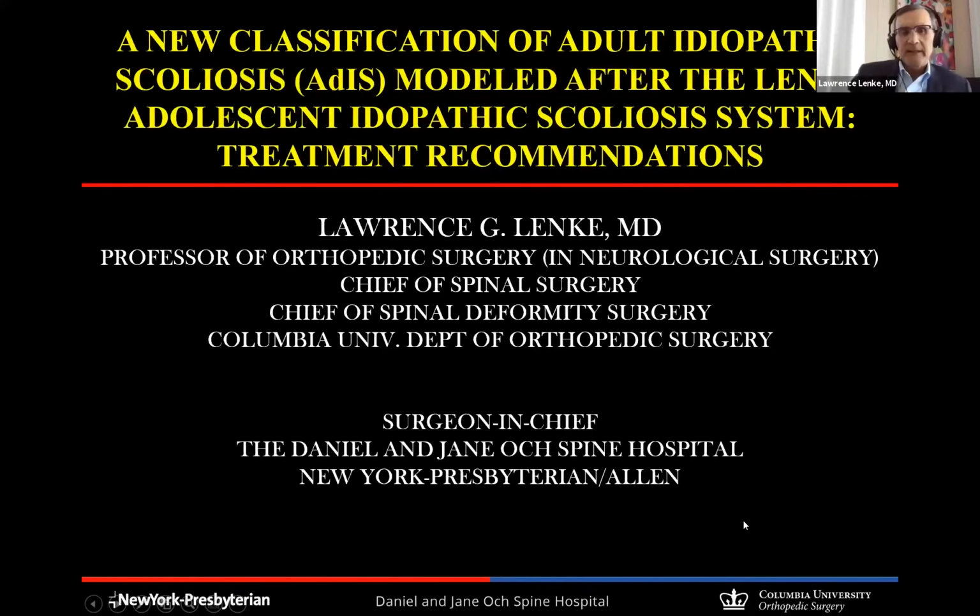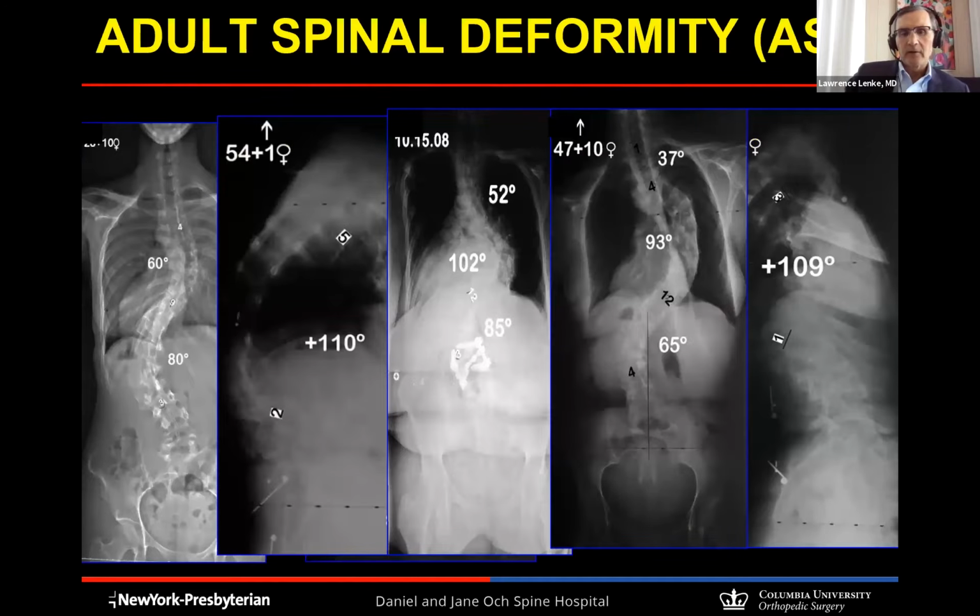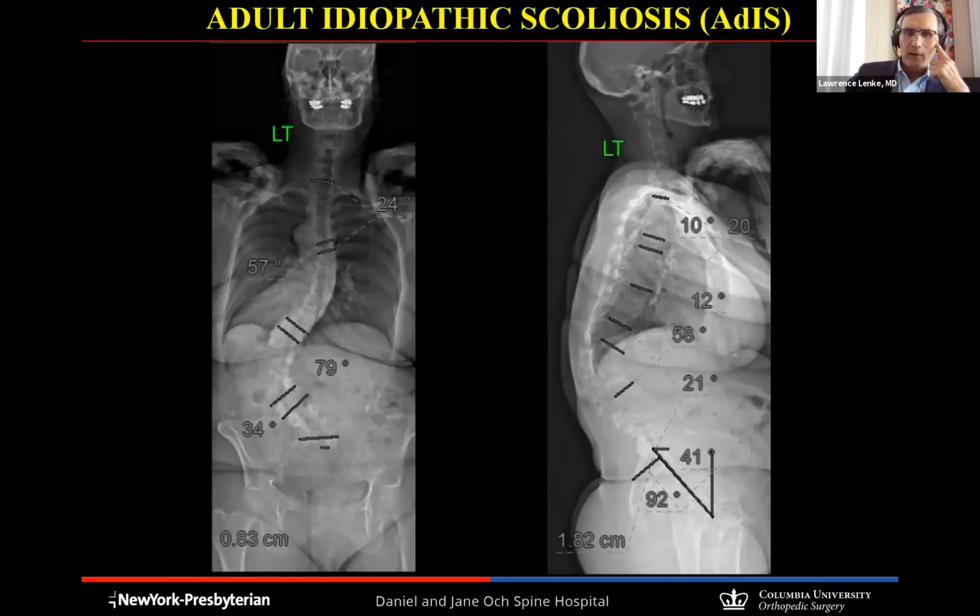Thanks for allowing me to speak on this new classification system of adult idiopathic scoliosis. As you'll see, it's modeled after the AIS system that now has been in use for over 2 decades. As you know, there's a lot of heterogeneity in adult spinal deformity. So what we did basically took a subsection of ASD, and we're going to focus now on ADIS, adult idiopathic scoliosis, for the remainder of this talk.